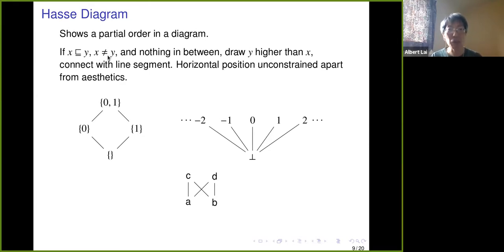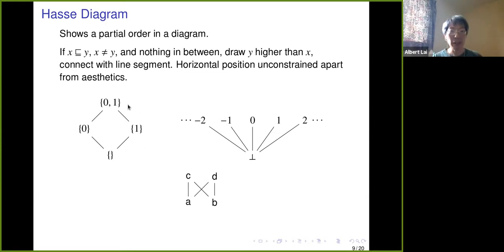But in case they are not equal, and in case there's nothing in between x and y, then you find some place to draw y and some place to draw x, but make sure that y is drawn vertically higher than x, and you connect them with a line segment. The horizontal position is up to you, just as long as you don't make a mess.